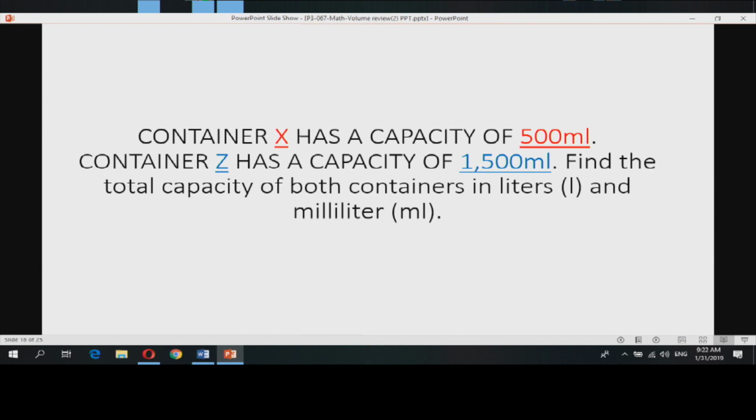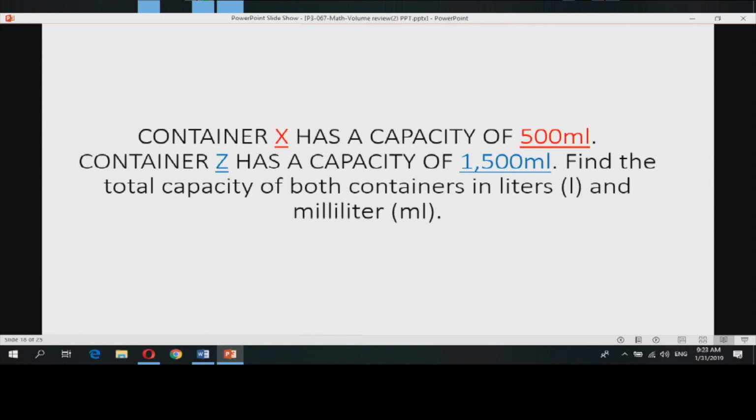Container X has a capacity of 500 milliliters. Container Z has a capacity of 1,500 milliliters. So what is the total capacity? What do we need to do? Do we subtract? No. Do we multiply? No. What do we do? Add. We add, yes. So has anybody got an answer?